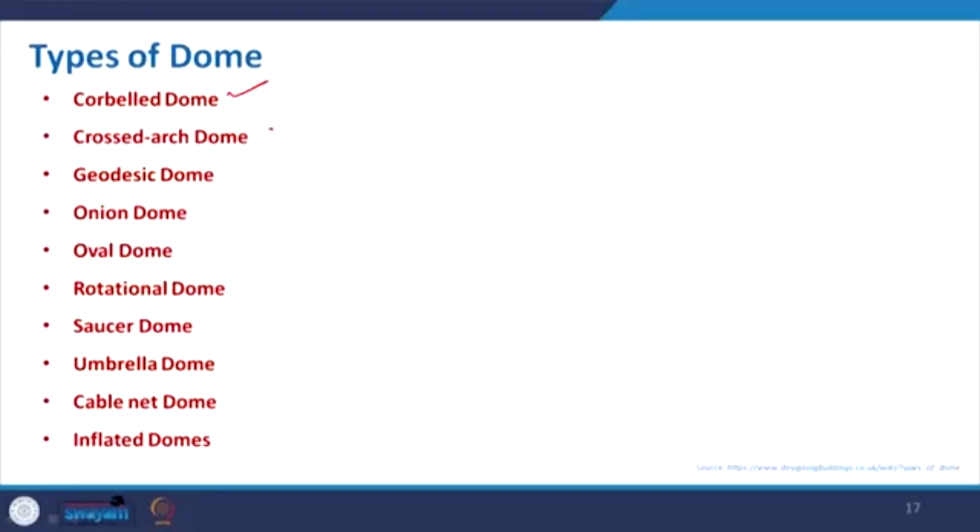So, it starts with the corbelled roof, the crossed arch dome, which is also like the ribbed vault that we discussed, the geodesic dome, onion dome, oval dome, rotational dome, saucer dome. This one is really interesting: the umbrella dome, cable net dome, inflated domes. So, what exactly are they and how do we remember them? I will try to relate them with the terminology and the vault.